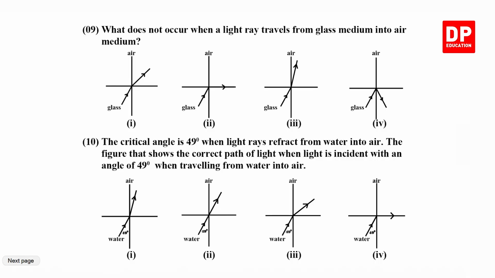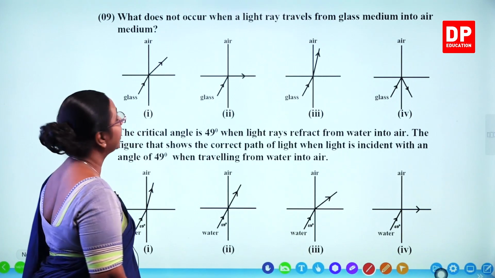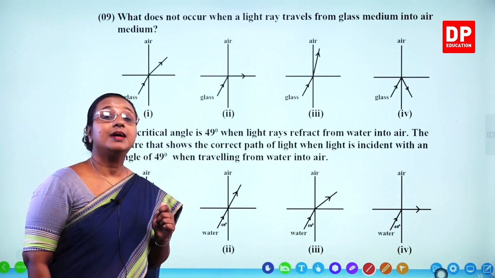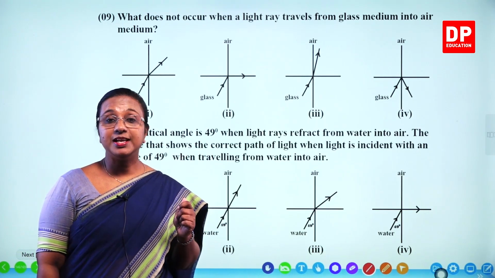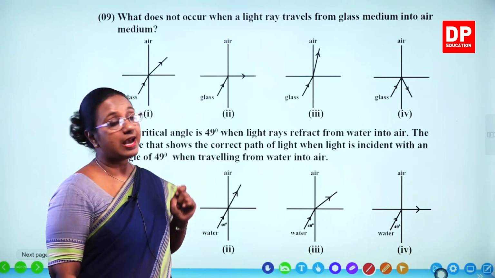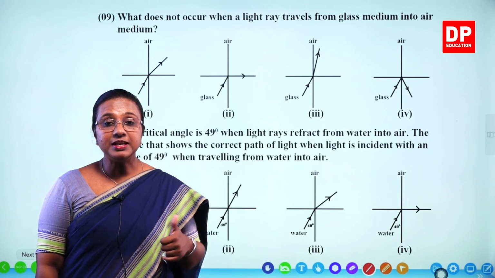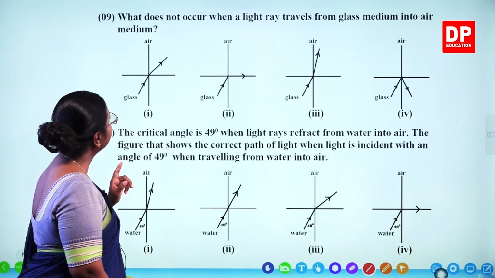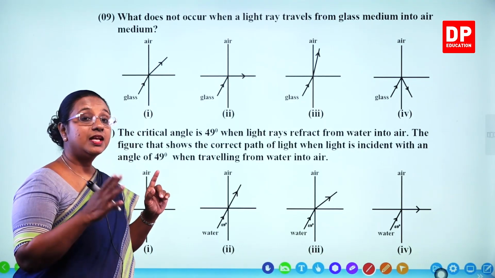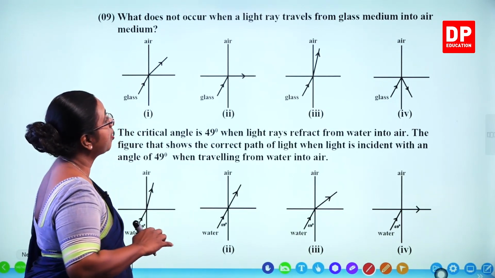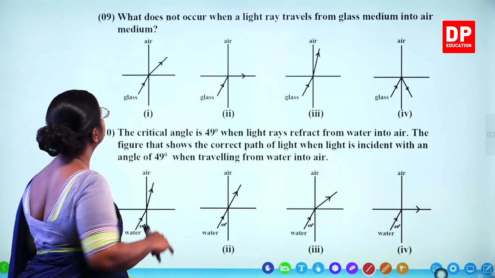What does not occur when a light ray travels from glass medium into air medium? You know what happens there. Glass medium, what type of a medium is that? It's a denser medium compared to air. So, air is the rare medium, glass is the dense medium. So, then what will happen to the ray? The ray has to refract away from the normal. Why? From glass into air.